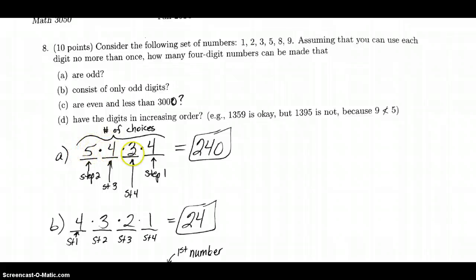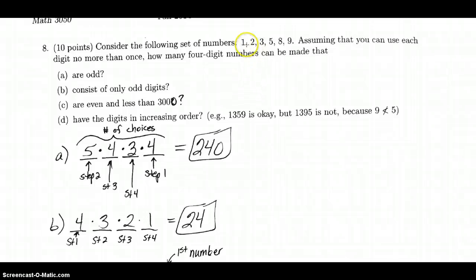It doesn't matter where we choose our second one, our third one, and our fourth one for part A, as long as we chose that first one right here. Notice that no matter what we chose here, there would be exactly 5 leftovers for the next step, consisting only of odd digits.